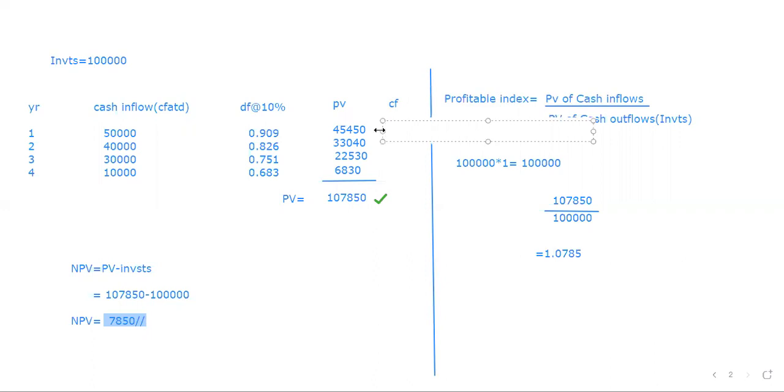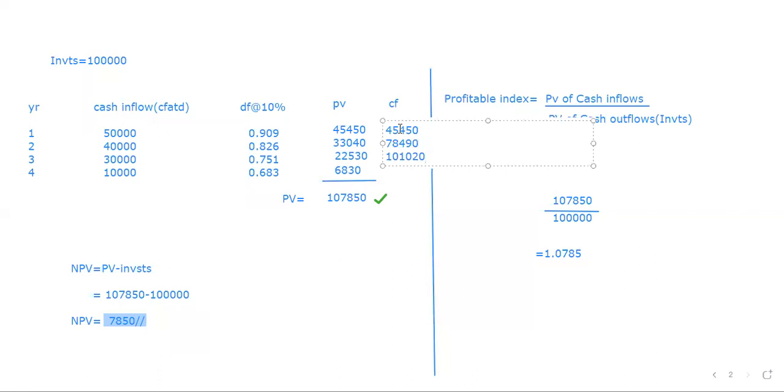So here it will be how much? First year as usual 450. Then the second year, if I calculate, it is 450 plus 33,040, which is 78,490. So 78,490 here. And then in the third year, 78,490 plus 22,530, that is going to be 1,01,020.